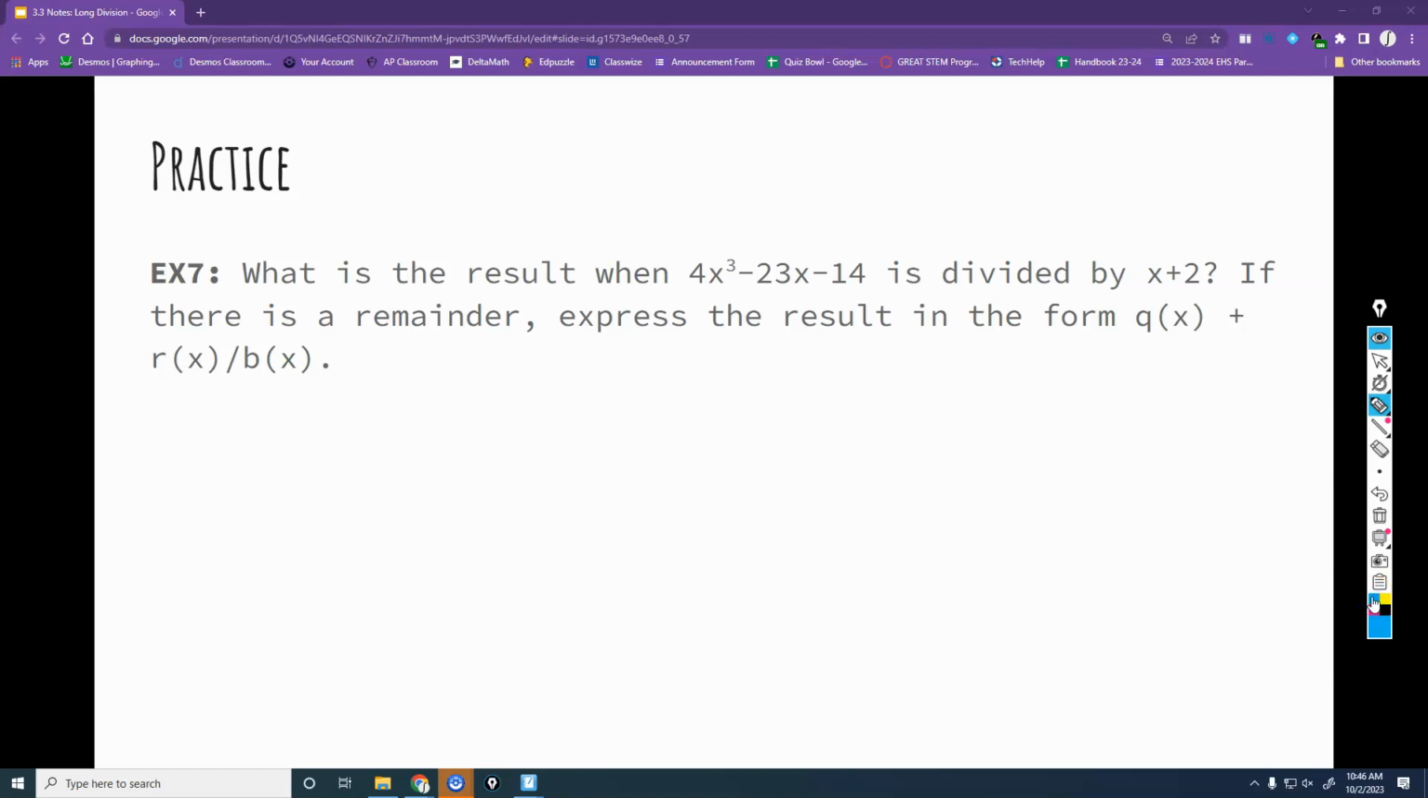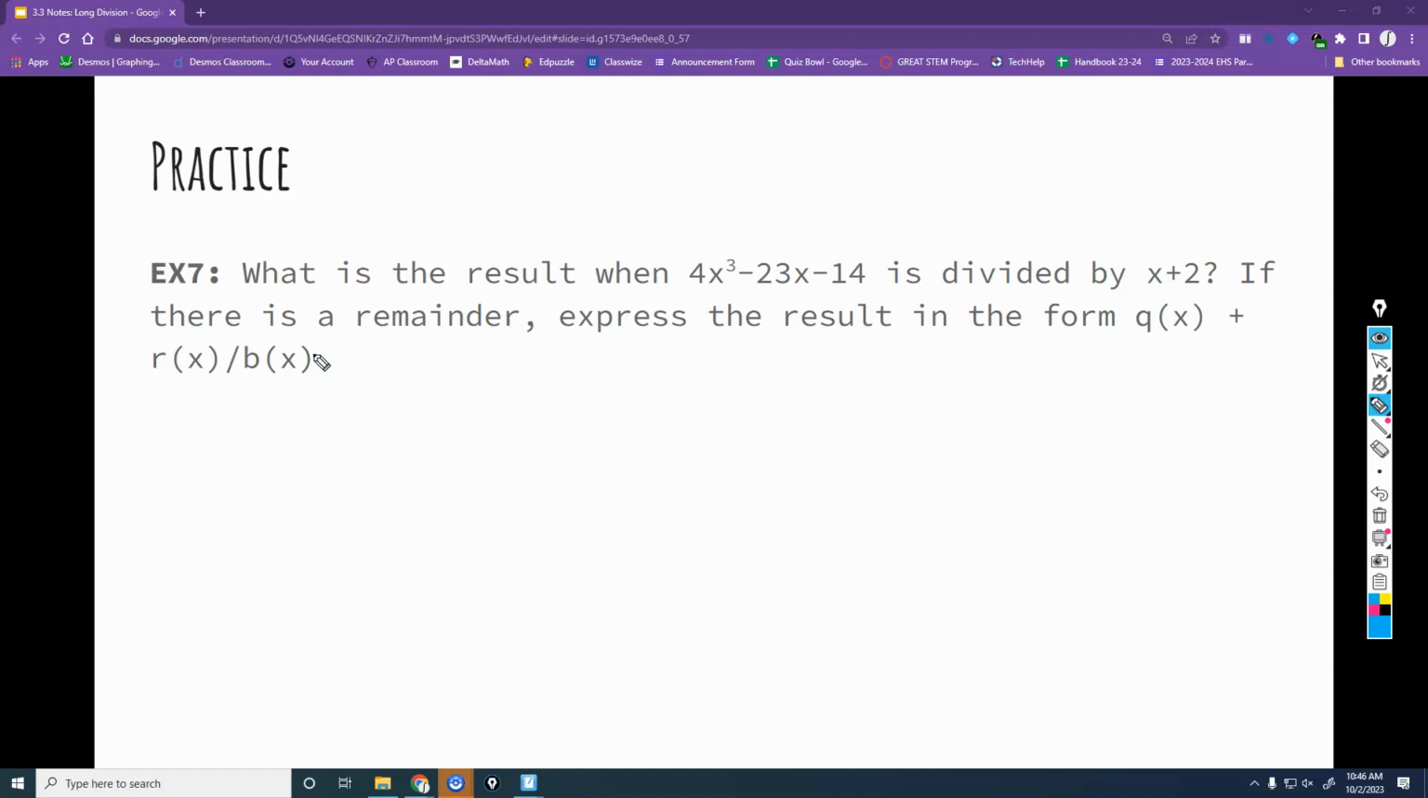It says, what is the result when 4x to the third minus 23x minus 14 is divided by x plus 2? If there is a remainder, express the result in the form q of x plus r of x over b of x. What is all that weird stuff at the end? What does it mean, r of x over b of x? What does it mean to do with our remainder?